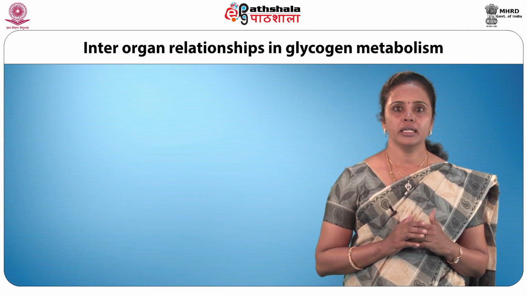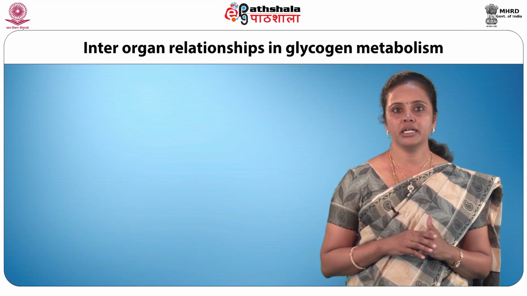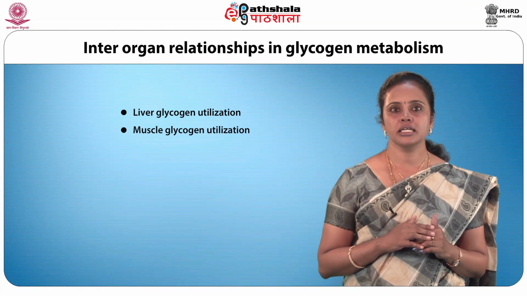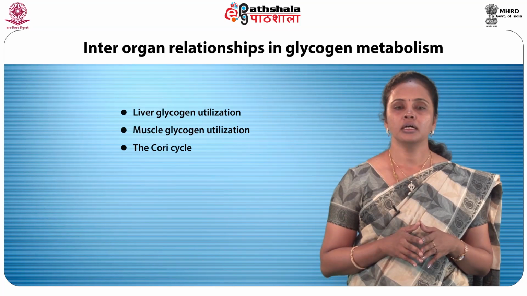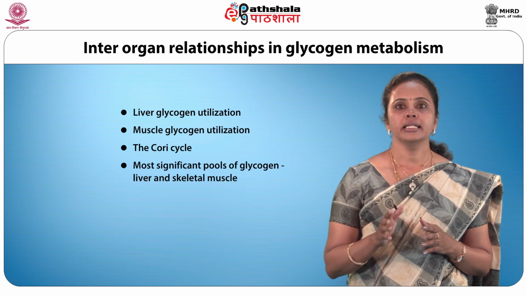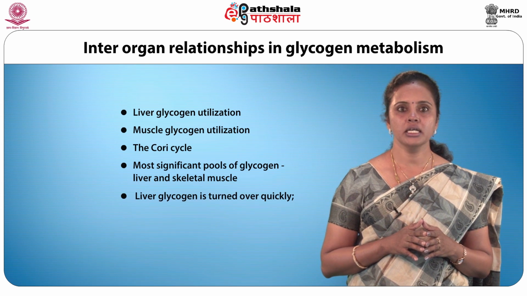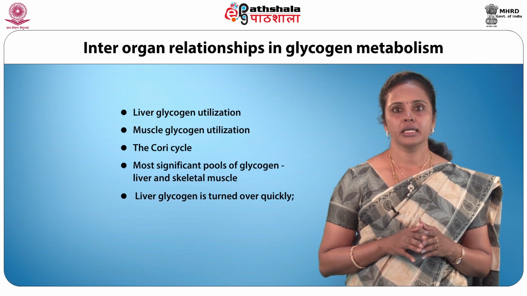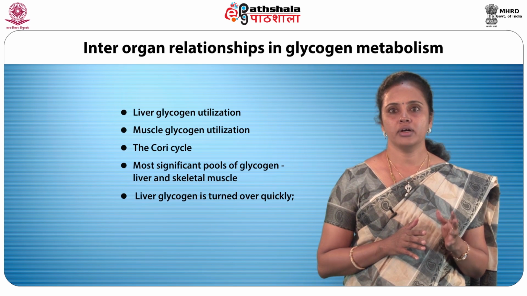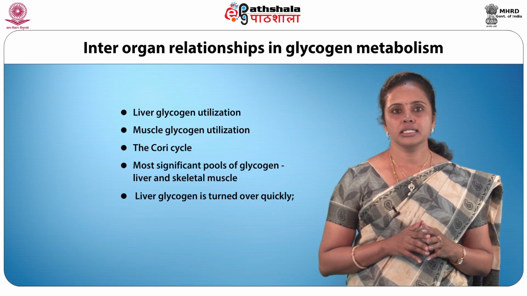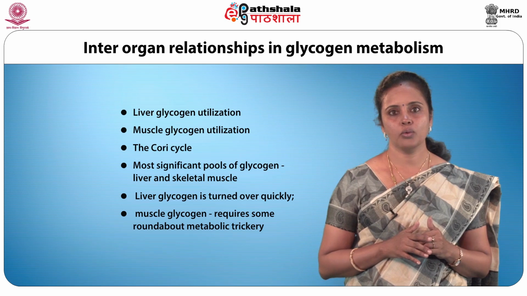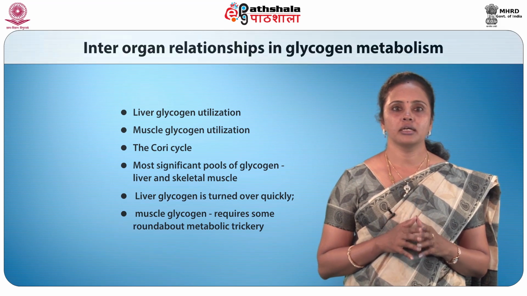Again, there is also an inter-organ relationship in glycogen metabolism. They are liver glycogen utilization, muscle glycogen utilization and the Cori cycle. The two tissues that have the most significant pools of glycogen are the liver and the skeletal muscles. Liver glycogen is turned over quickly. It serves as a major reserve of blood glucose during short-term fasts. After liver glycogen is depleted, muscle glycogen can be drawn down. This, however, requires some roundabout metabolic trickery.